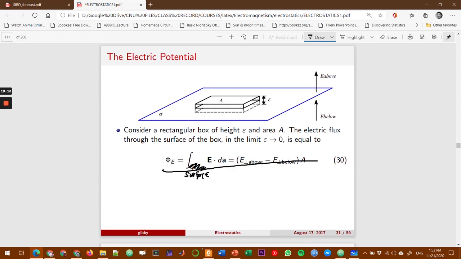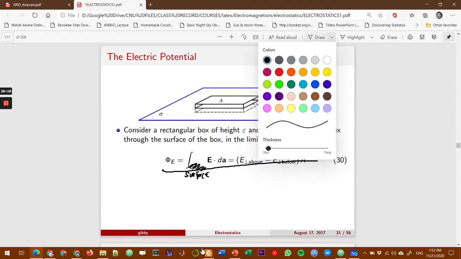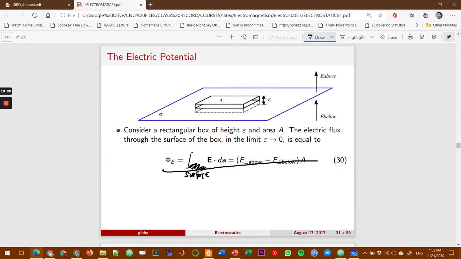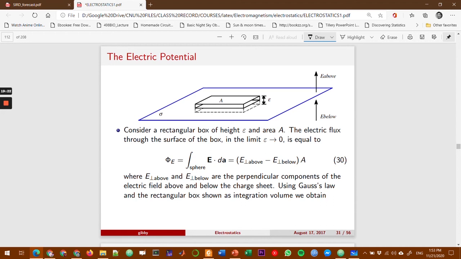Okay, so this is not a sphere, that's a surface. Where E above and E below, perpendicular ni siya. So we are talking about perpendicular. Kani siya nga electric field. We're not talking about sa kani nga field. But later on, ito na siya. So using Gauss's law and a rectangular box shown as integration volume, we obtain this one.